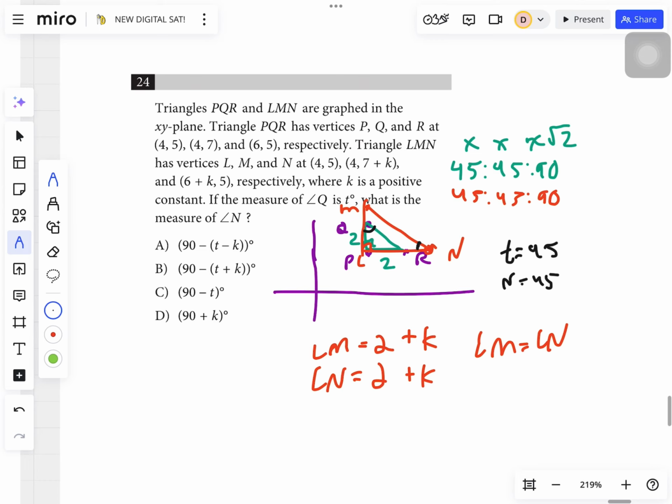Well, 90 plus K, I don't know what K is, but I know that's not going to make any sense here because it's not going to give me 45. 90 minus 45 does give me 45. And since I don't know the value of K, I can't be A or B either. C is the only option here. Great work and happy studying.